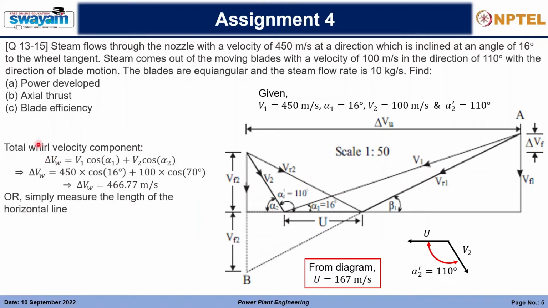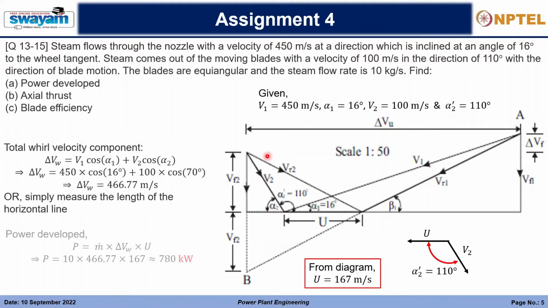Now, as I have already talked about the whirl velocity component, it is the summation of the cosine components of the absolute velocities v1 and v2. The plus indicates that they are in the same direction. Both are contributing to the rotation of the blade in the direction of the blade. So that is why we are adding them up, and together we have got 466.77 meter per second. Since we have already calculated this, we do not need to calculate it again by the cosine component. We can directly measure the length of the horizontal line. So this line from point A to this point here, if we measure the horizontal distance and multiply with the scale, we will directly get the value of the whirl component.